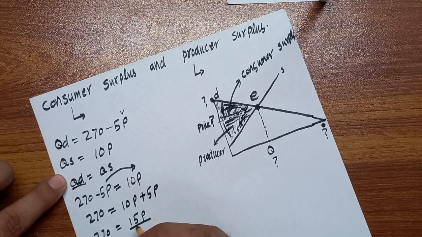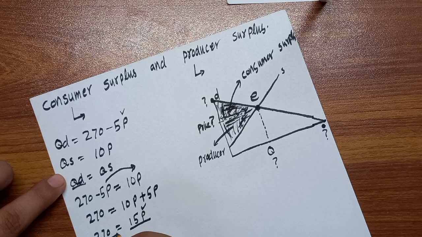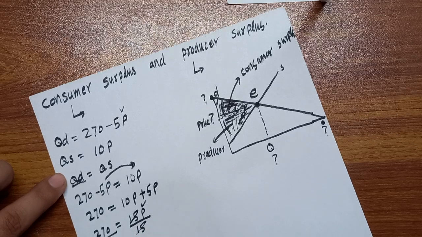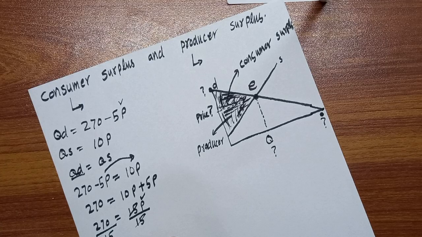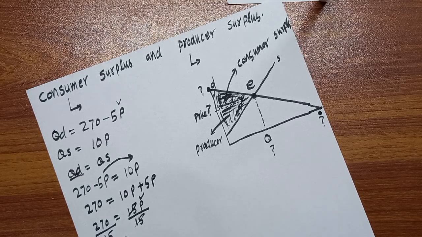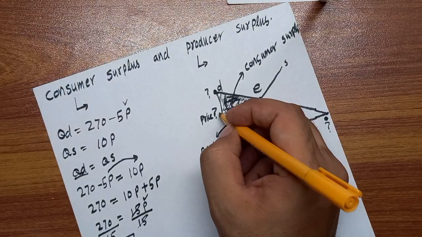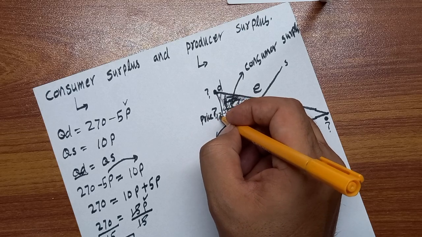So now we need only P here. Dividing 15 on both sides, this will cancel with each other. So we will get P is equal to 18. So this is the price. The price is 18. I will write 18 here.